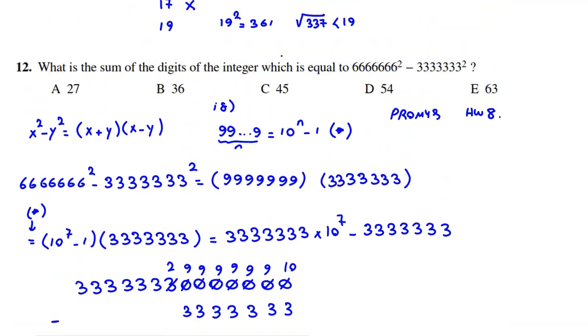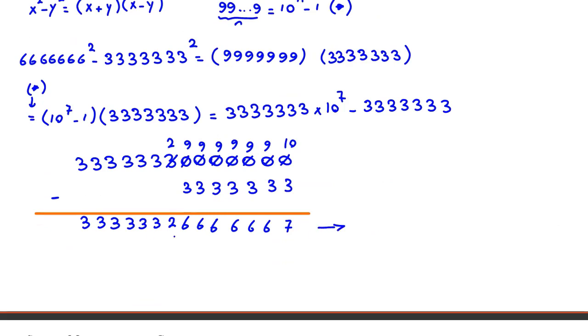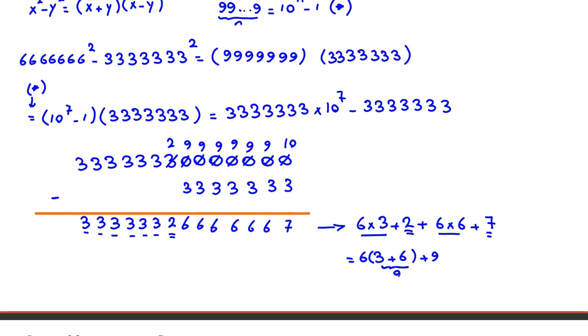The problem says what is sum of the digits of this number. Okay, if we add, we have 6 threes, 6 times 3, plus 2, plus 1, so here 2, 1, 2, 3, 4, 5, 6, 6 times 6, plus 7. 6 times 3 plus 6 times 6, if you factor from 6, it will be 3 plus 6. 2 plus 7 is 9. 3 plus 6 is 9. 6 times 9 plus 9. If you factor from 9, it will be 6 plus 1. So it is 9 times 7, which is equal to 63.